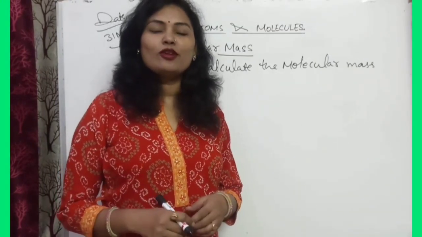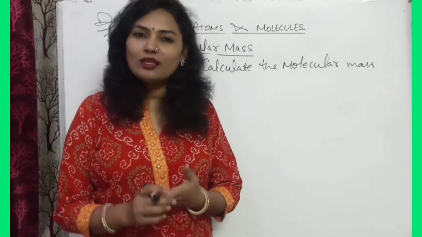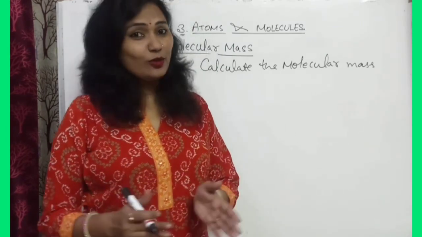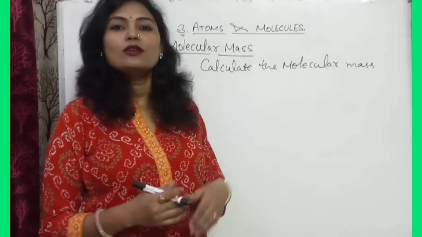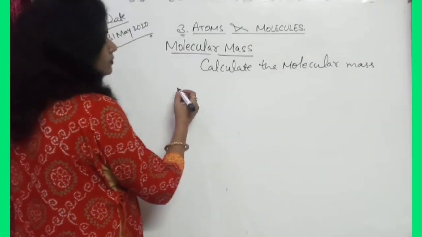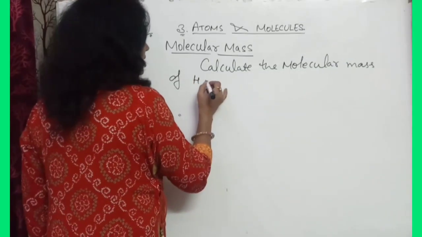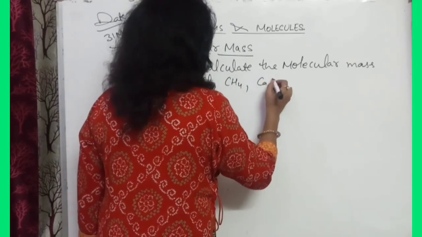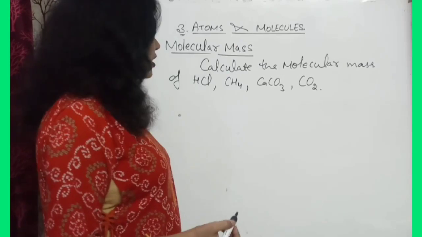Let us discuss the molecular mass of other formulas like methane CH4, CO2, CaCO3. So we can calculate these. After that you can understand how we can calculate the molecular mass and you will also solve them easily. So now we can calculate the molecular mass of HCl, then CH4 methane, CaCO3, CO2, etc.